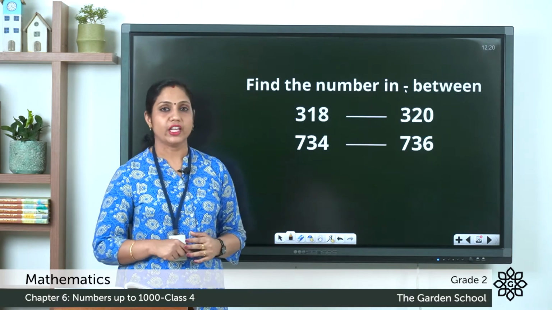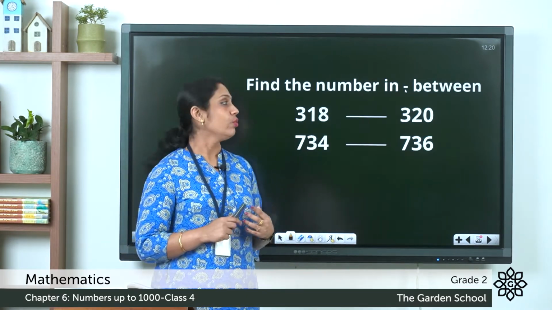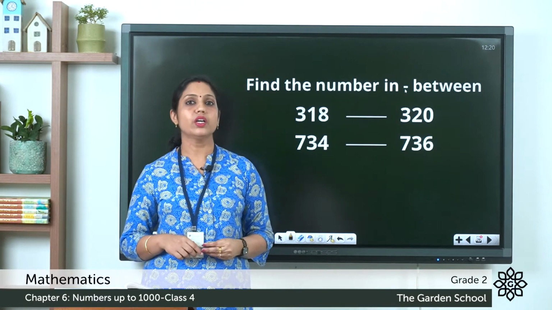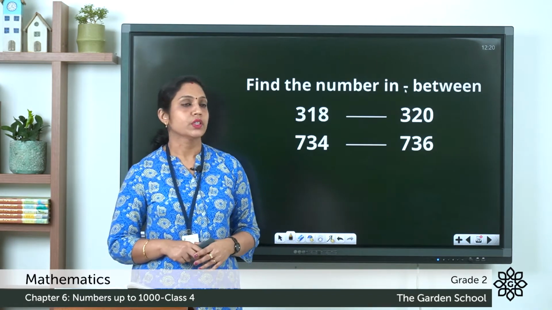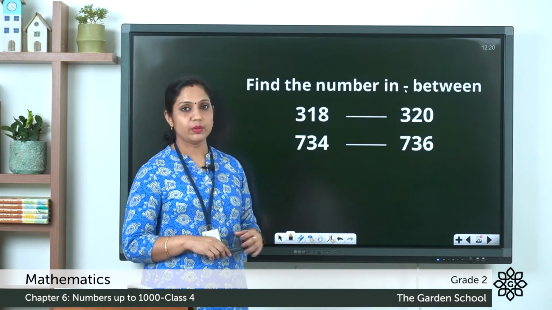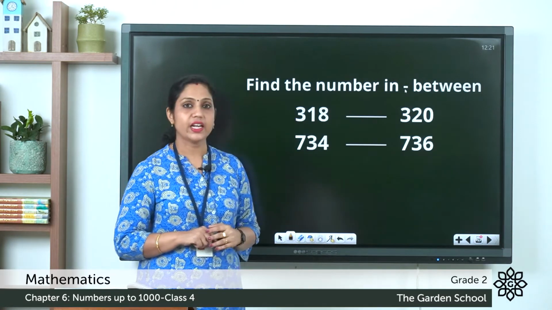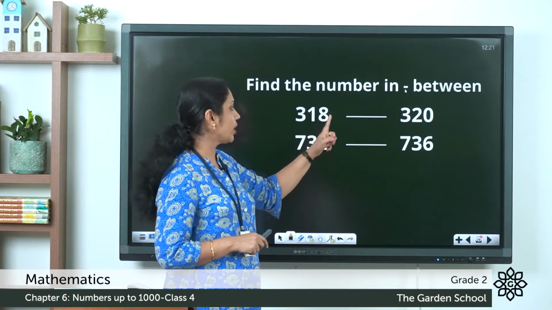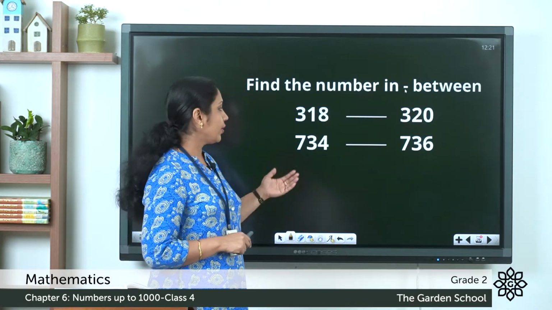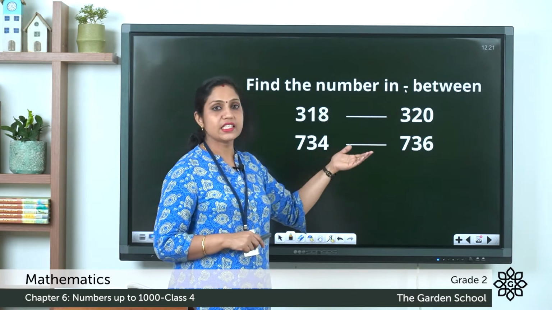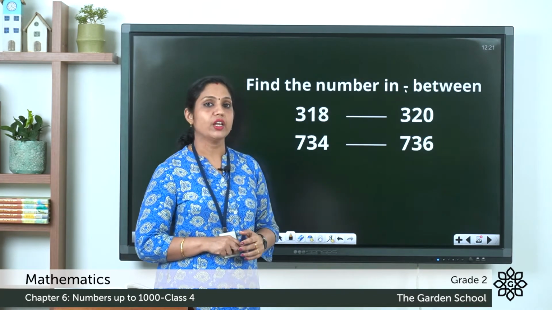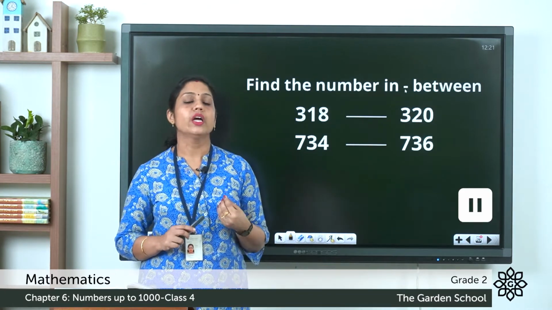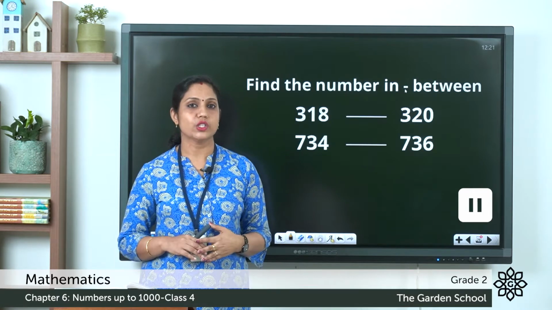So here you have an activity. You can find out which number comes in between these numbers. So you can take down your notebook, write down the question here. So find the number in between. First we have 318 and 320 and we have to find out which number has to be written here. Second one we have 734 and 736. We have to find out the number which has to be written in between. So pause the video, write down the question and come back once you have done it.